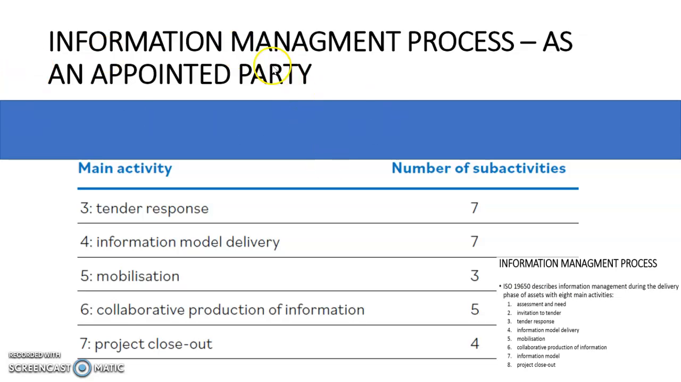We were looking at the responsibilities of the appointing parties during the different phases. Now let's look at the responsibilities of the appointed party during the 8 phases. Among all the different 8 phases, the appointed parties will only be involved in phases 3, 4, 5, 6, and 7. In phase 3, under the tender response phase, the appointed party will have 7 responsibilities to undertake. Let's look at these 7 responsibilities.